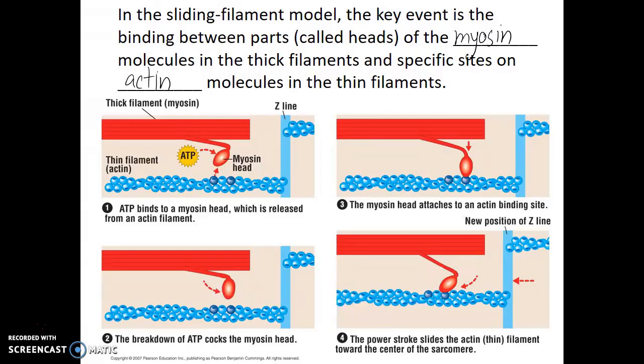The myosin heads stretch out using energy from ATP. They bind to a location on the actin filament, and then they release that tension, pulling the actin filament closer to the center of the sarcomere. Another ATP will then energize that myosin head, stretching it back out to its tense position, allowing it to bind to another region of the actin, and again, pulling that thin filament towards the center of the sarcomere.